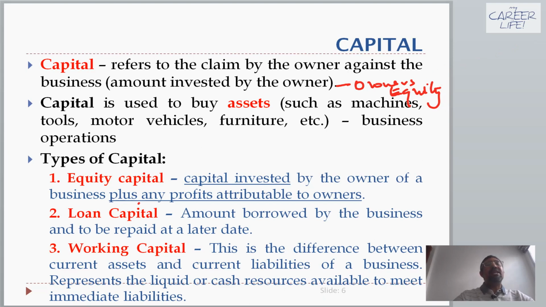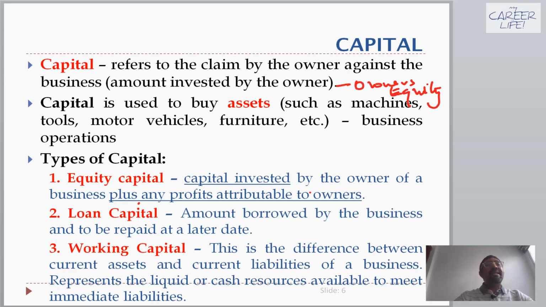We have three categories of capital. As you can see here, we have equity capital. This is the capital invested by the owner of a business plus any profits that are accrued or attributable to the owners from business operations. The second type of capital is what we refer to as loan capital. Sometimes a business may acquire capital for the purposes of starting any business or for the purposes of expanding an existing business from a loan obtained from a financial institution. Then we have working capital.